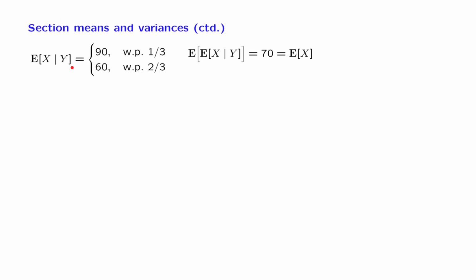The conditional expectation is a random variable that takes these two values with certain probabilities, and the mean of this random variable is equal to 70. Let us now calculate the variance of this random variable.